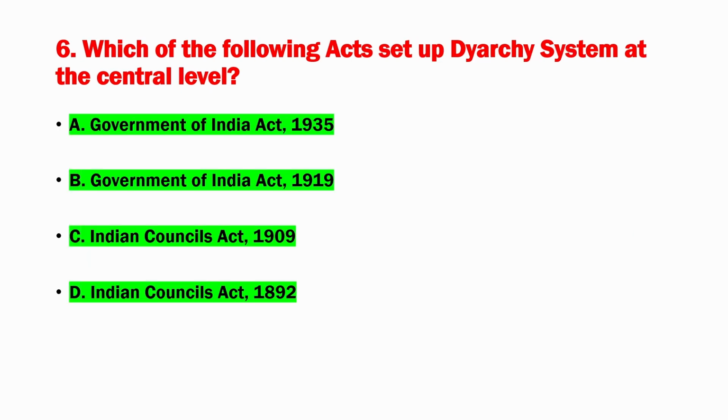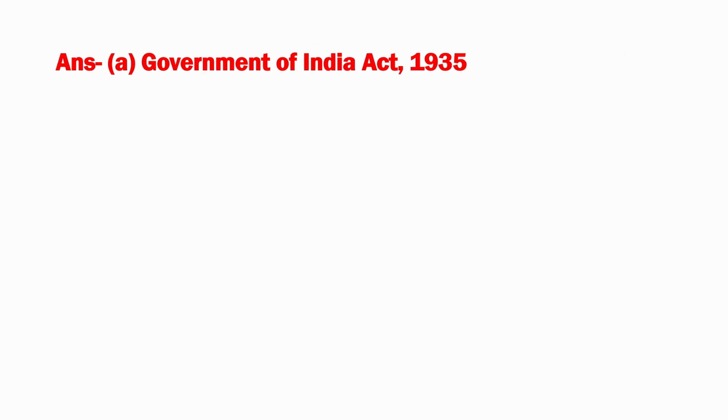6. Which of the following Acts set up the diarchy system at the central level? The correct answer is A, Government of India Act 1935.